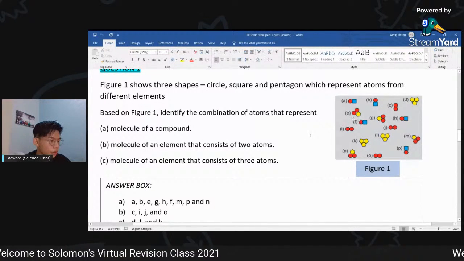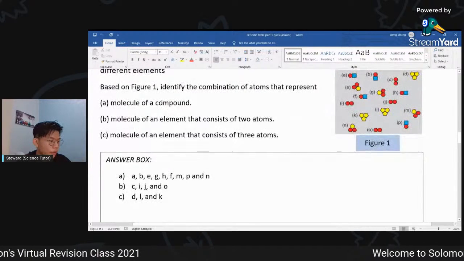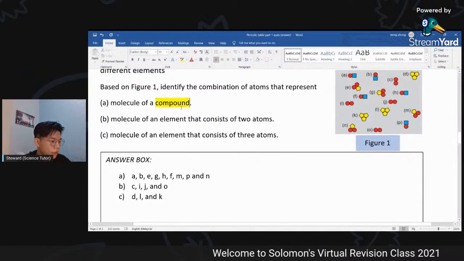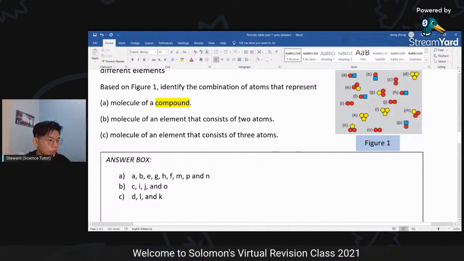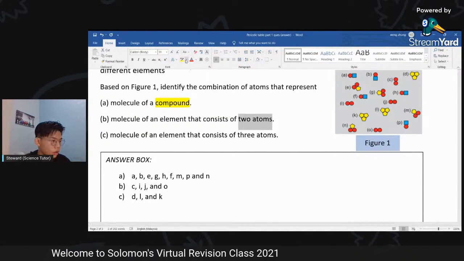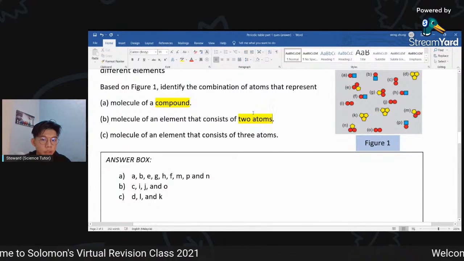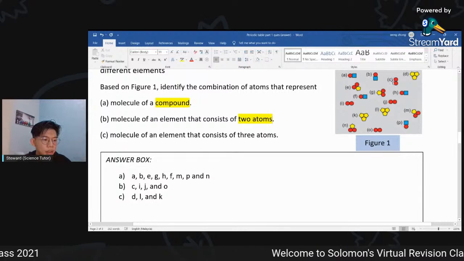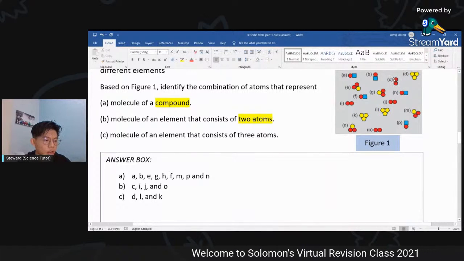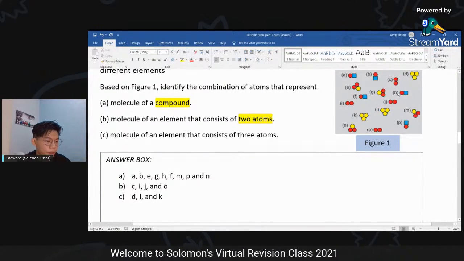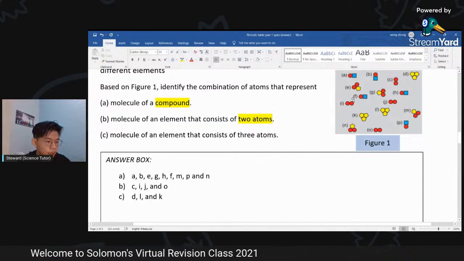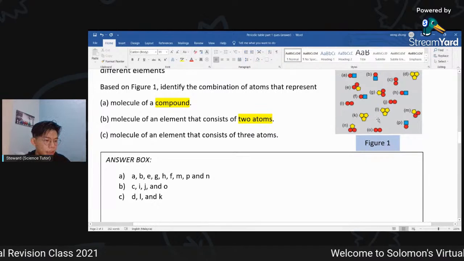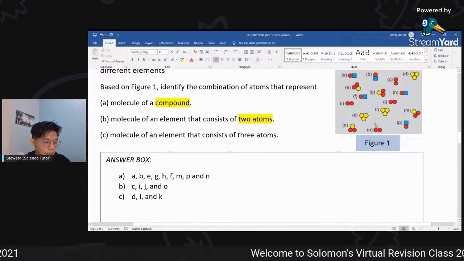Okay, so next, molecule of an element that consists of 2 atoms. Kita nak 2 atoms here. Kalau kita nak 2 atoms here, maksudnya 2 biji benda yang sama sajalah. So maksudnya kita ada C, kita ada I, kita ada J, kita ada O. Okay, 4 ni saja. C, I, J, and O.